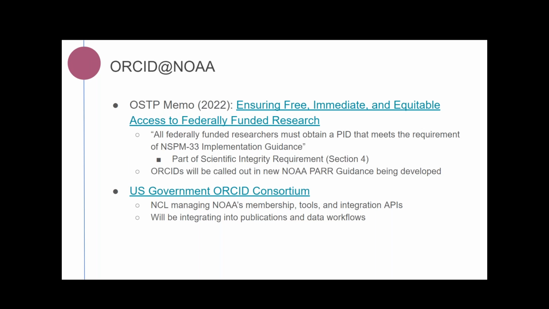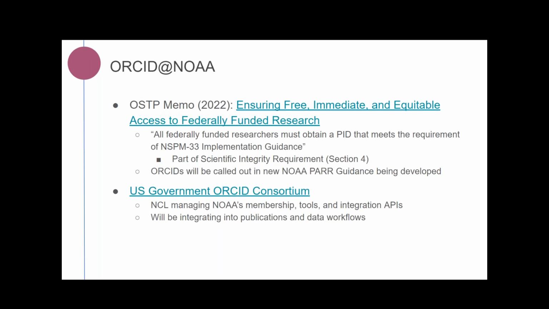Does that mean folks have to have an ORCID? No, but it is the one currently that meets those standards. It doesn't mean that there isn't something else that will be developed down the road. If folks have a researcher ID, we can utilize that. It just isn't going to be quite as interoperable as an ORCID is. So in response to both NSPM 33 and the OSTP memo, the Central Library has joined the US government ORCID consortium. The consortium is made up of, I think we're at 20 federal entities that are all utilizing ORCID.